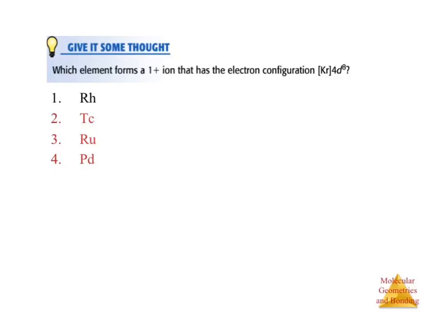Which element is a +1 ion for the electron configuration of krypton 4d8? It's the one in black. I don't know why I did that, but it's the one in black. Rhodium. If anybody can come up with an explanation for that one that makes sense to me, I would love to hear that. I know one. She said you go over to the periodic table, you lost an electron, so you go 1 to the left. That is rhodium's electron configuration, 5s1 4d8.